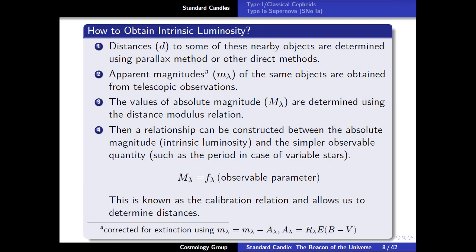Now this apparent magnitude is corrected for extinction using the relation m lambda corrected equals m lambda minus A lambda, where A lambda is the extinction, and this is equal to R lambda times E(B minus V). Here R lambda is the ratio of total to selective absorption, and for a reddening law, it is held fixed for a particular wavelength band, and E(B minus V) is called the reddening, and it is obtained from the reddening map or from the multicolor photometry of variable stars.